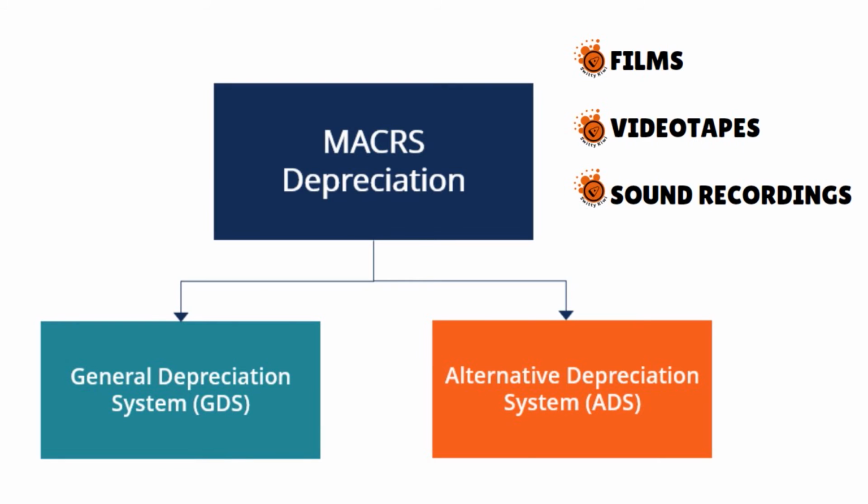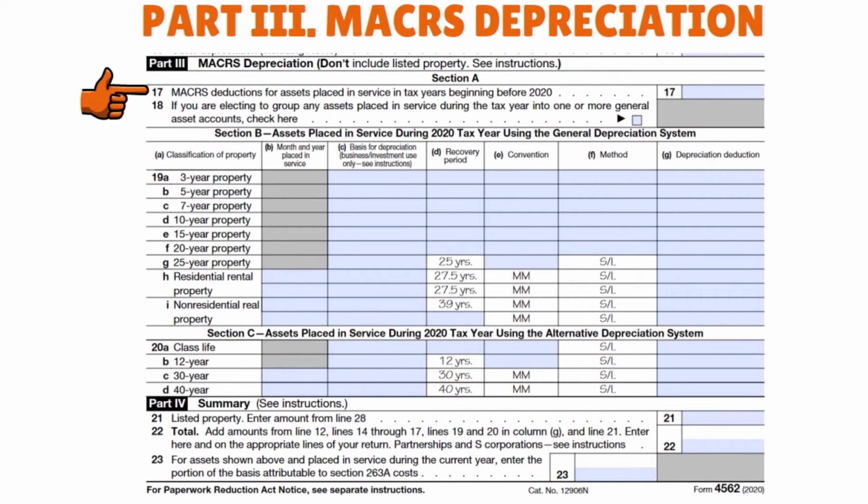All right. So on line 17a, you need to put the assets that are applicable to MACRS here. And line 18, if you are electing to group any assets placed in service during the tax year into one or more general asset accounts, you want to check here. Okay. You only check it if it applies to you. And here you have section B. So those are the assets placed in service during the current tax year using the general depreciation system. And section C, this is if you're using the alternative depreciation system.